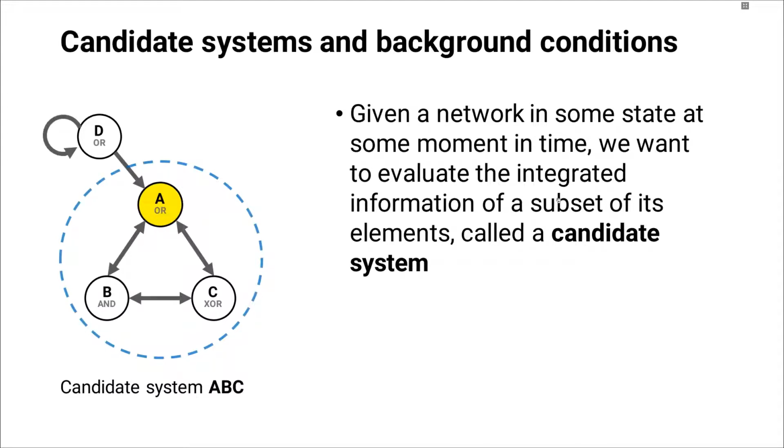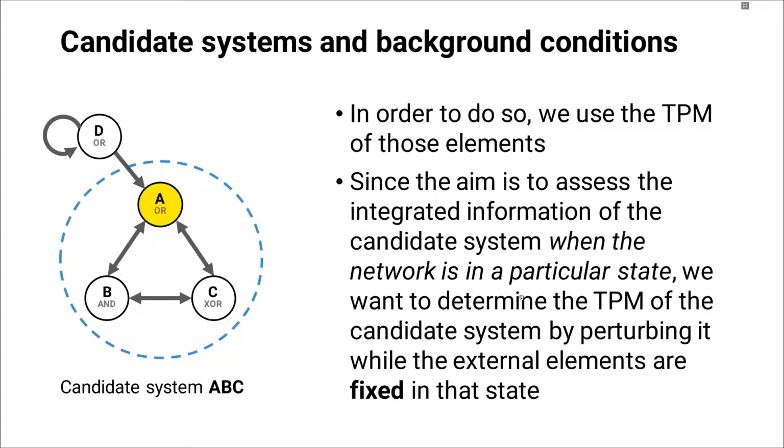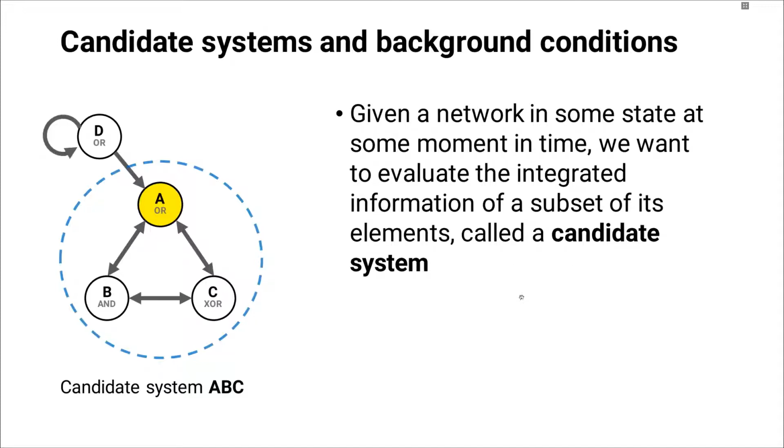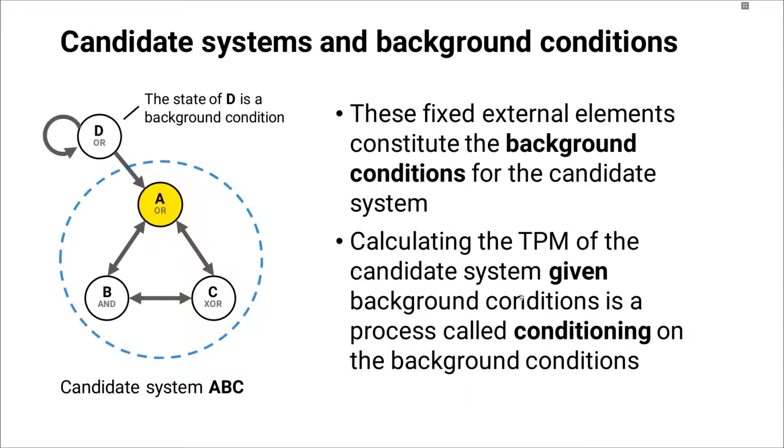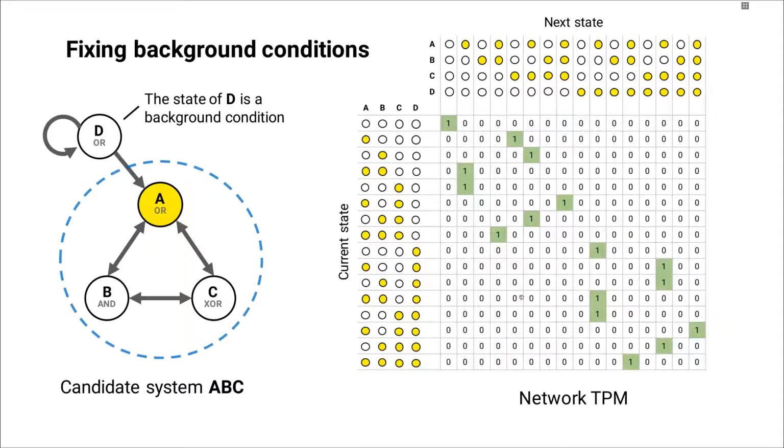So let's say we take some candidate system that's a subset of the entire network, and some fixed background conditions. We can call a subset of that network a candidate system. When we are assessing integrated information for a candidate system, when a network is in a particular state, we want to perturb the system while keeping the external elements fixed. So we can fix the background conditions of D, and then having fixed what the background conditions of D are, we can look at the transition probability matrix for the candidate system.